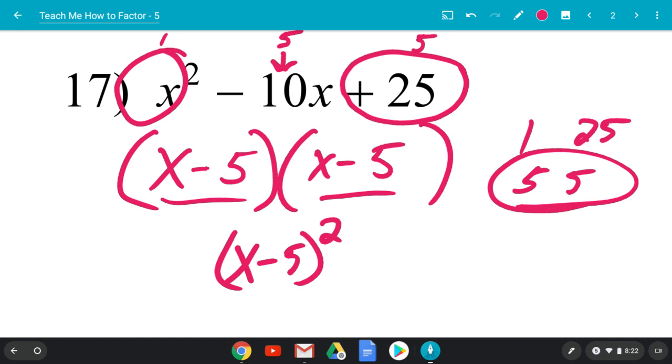I can still use my normal everyday process of is there a GCF, leading coefficient, splitting signs, or box method, and it's still going to work. Do you understand? If I don't recognize the fact that that's a perfect square trinomial, I can still go through the same process and get the same answer. Isn't that interesting? However, if I can identify it as a perfect square, I can do it a lot faster. Do you understand that?